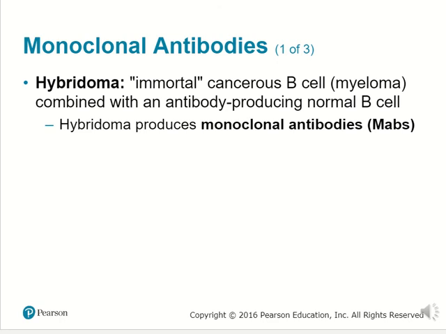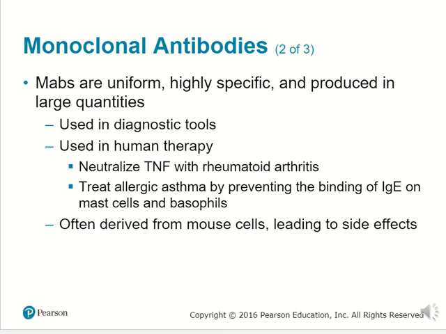Monoclonal antibodies. One example is hybridoma, where immortal cancerous B cells, myeloma, were combined with an antibody-producing normal B cell. Hybridomas produce monoclonal antibodies. So you can use those to determine if you have hybridoma. mAbs are uniform and highly specific and are produced in large quantities, which is why a diagnostic test is very effective at distinguishing if you have hybridoma.